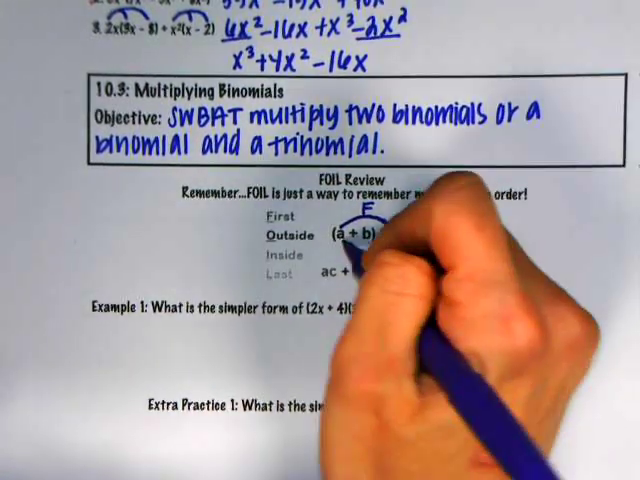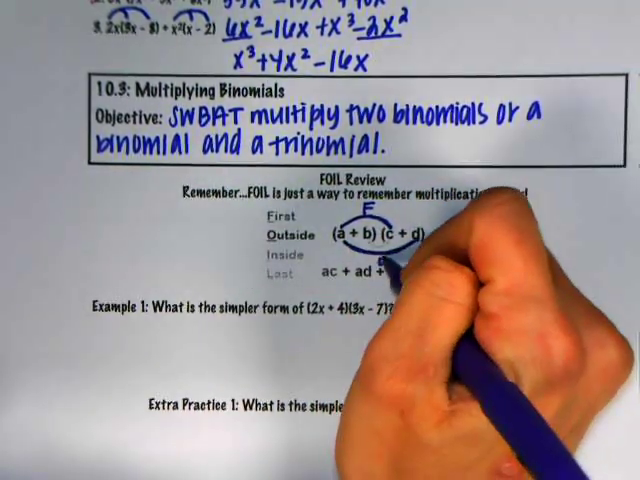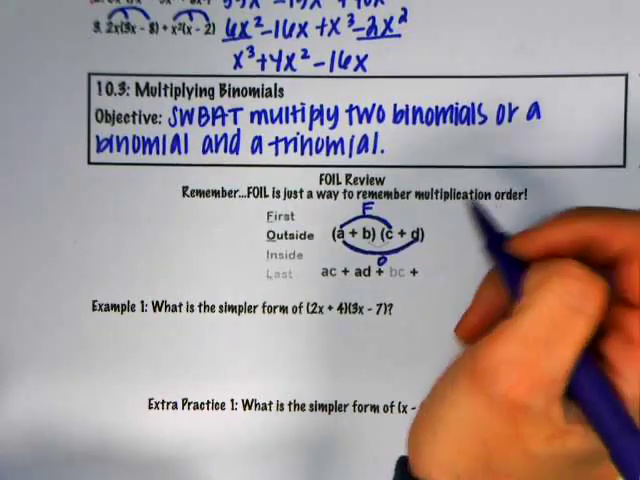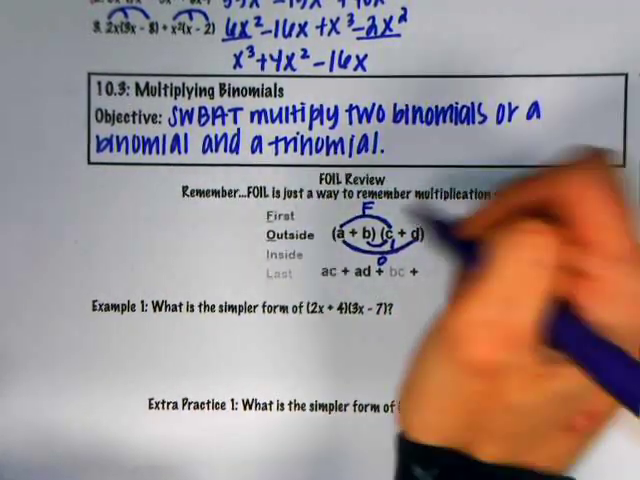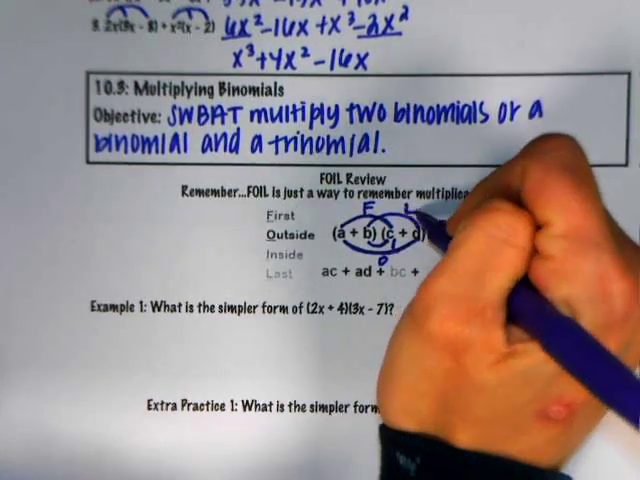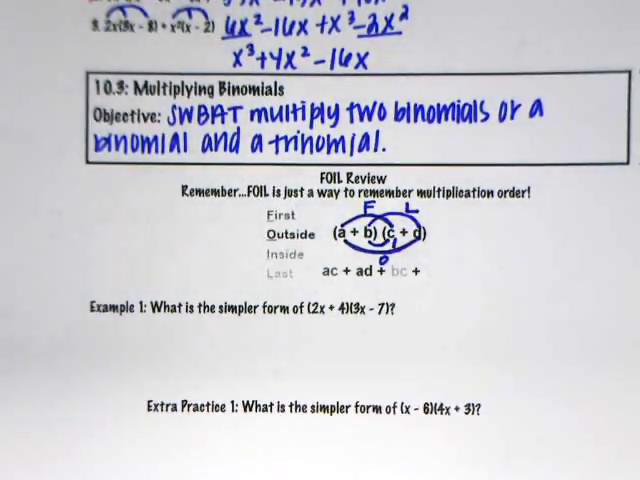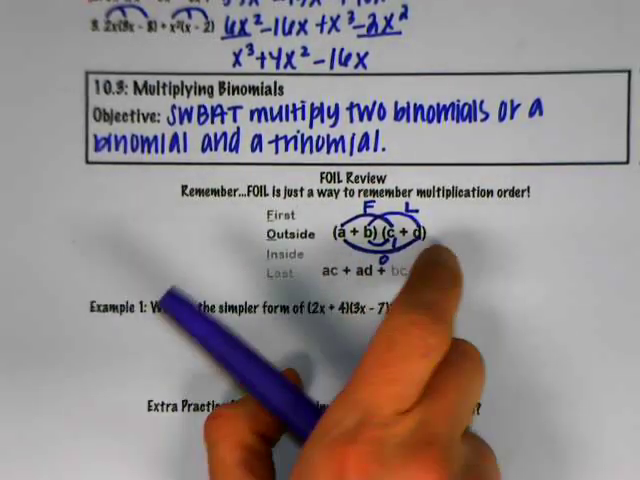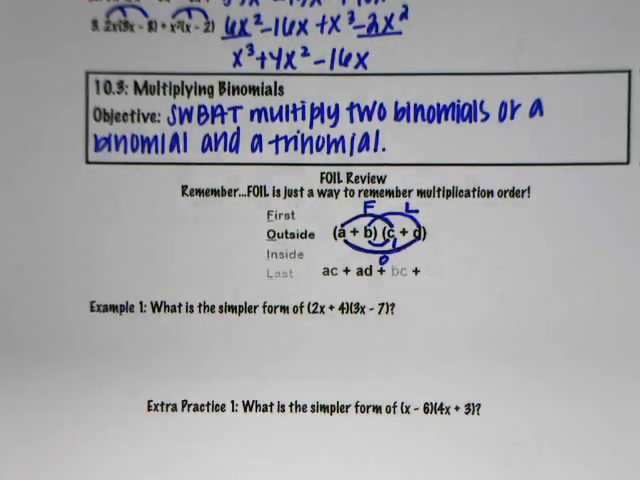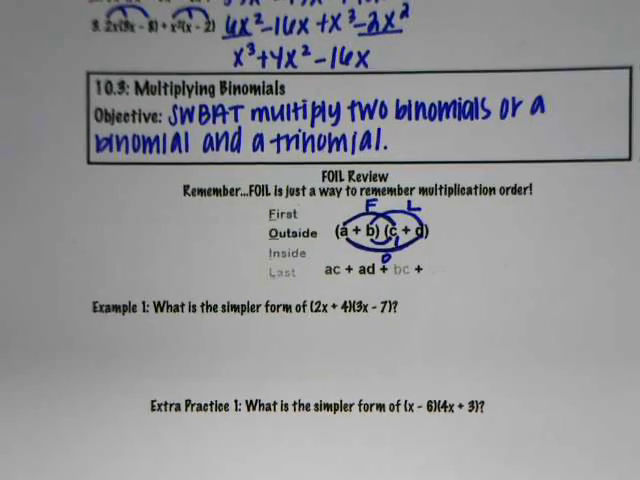The outside would be the 2 outside ones. That would be O. Inside is these 2 inside ones, that'd be your I. And L is last, the 2 last ones, that'd be your L. Okay? Or you can just think about it as you distribute the first thing and then distribute the second thing. Okay? So, we do this.